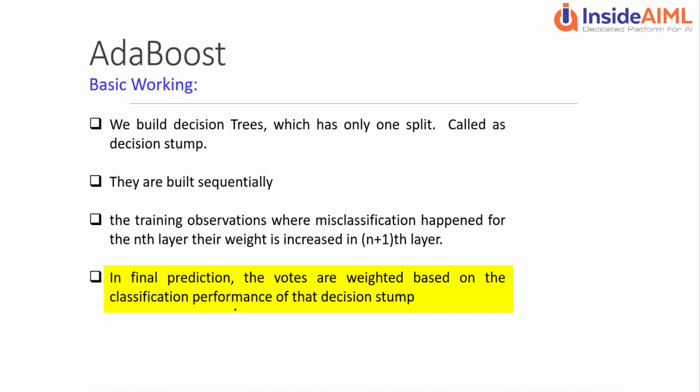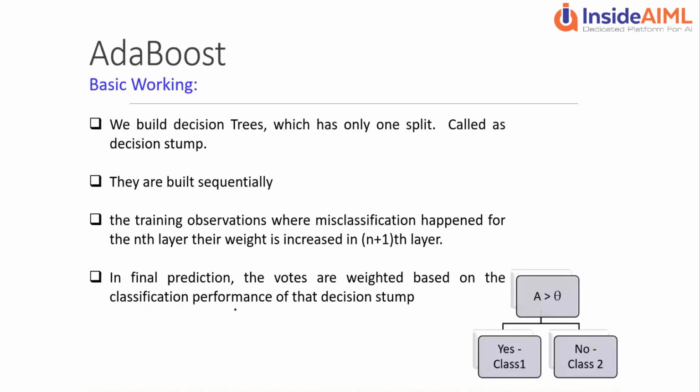What we intend to tell by this is that you take the classification accuracy that the individual trees are bringing in, and then you weigh them based on the classification accuracy they are producing. So this is how a decision stump will look like.